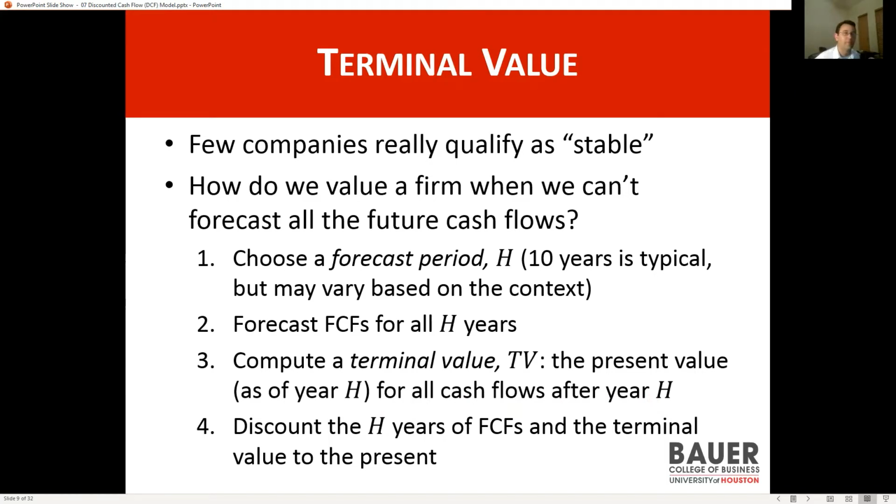So for Mercury, you forecast cash flows out 5 years. You're going to have a terminal value that's sitting in year 5 that's picking up everything that happens after year 5. Once we have the free cash flows for H years and we have the terminal value that's picking up everything after year H, we discount all of those things to the present to get the enterprise value of the company.